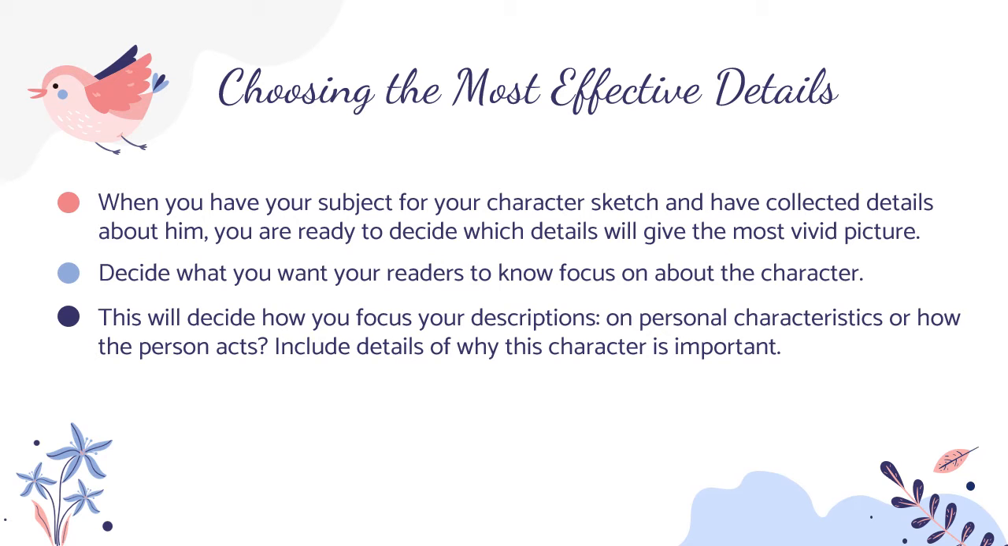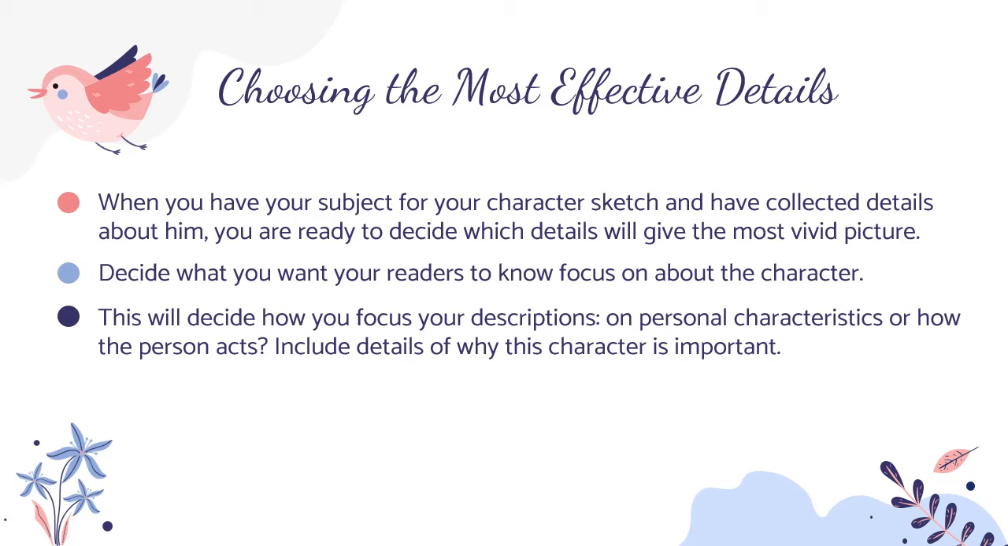Okay, so today's lesson is a writing lesson. We're talking about choosing the most effective details. So you just did a little brainstorm basically for a character sketch. So how do you decide what you want to use out of your brainstorm to write about this person? When you have your subject for your character sketch and have collected details about him, you are ready to decide which details will give the most vivid picture. So which details are going to give you the most living, exciting idea of the person.